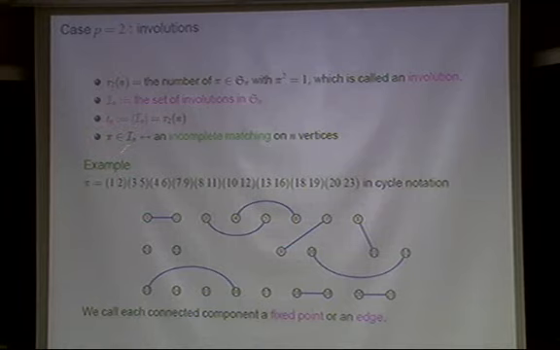We can consider an involution as an incomplete matching on n vertices. So this is an involution in cycle notation. Then we add an edge if 2 integers are in the 2-cycle. So we can consider this involution as this diagram. We call this an edge and this a vertex. So each connected component in this graph is a fixed point or an edge.